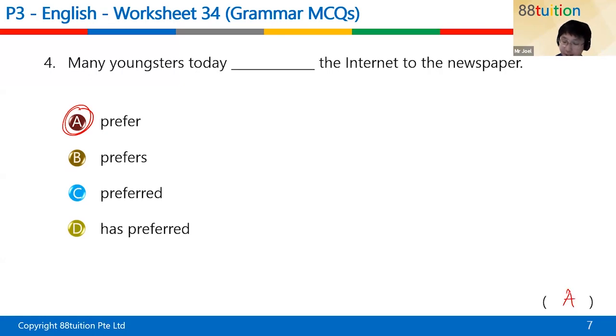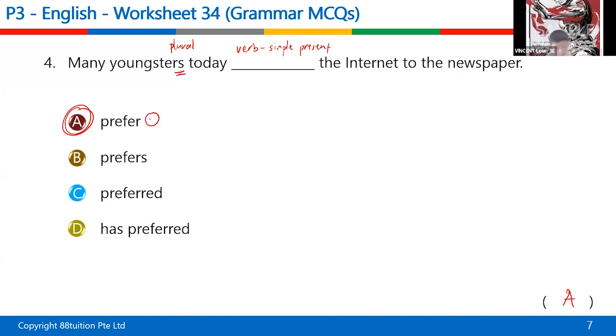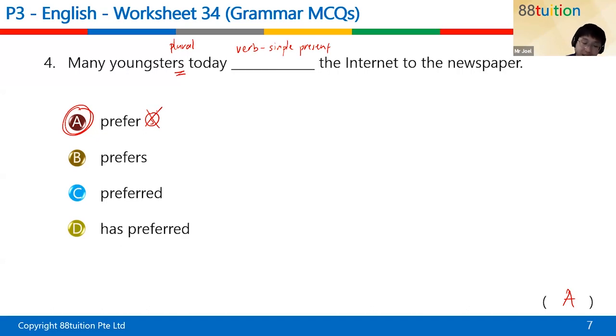Why is it "prefer"? It's because they are telling us about youngsters, which is plural. That's why it's "prefer". Very good. Because it's plural over here, and the verb is in the simple present tense, we must remember to not have an S behind. Okay?